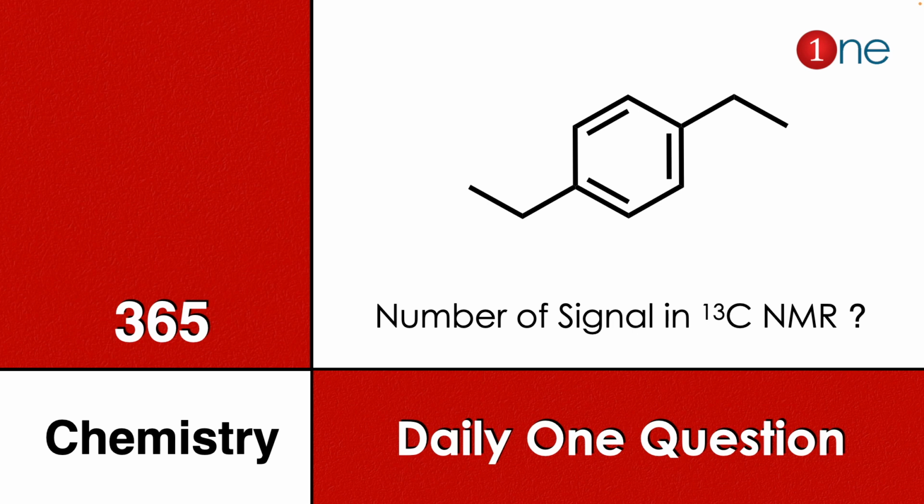Daily one question for you. Here para-diethyl benzene is given. You have to find how many signals the compound can give in the 13C NMR.